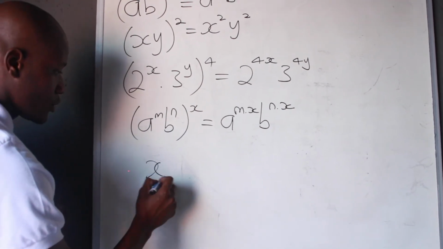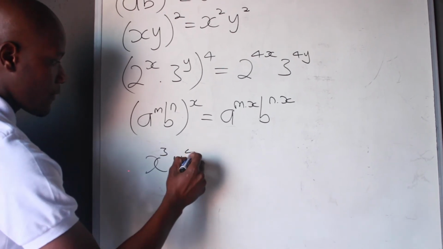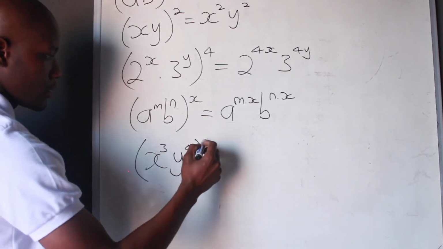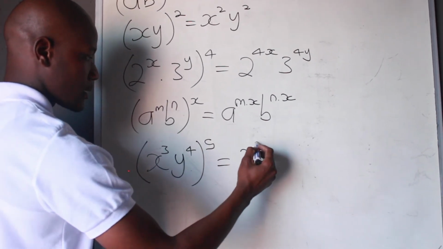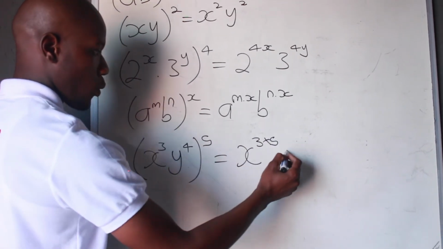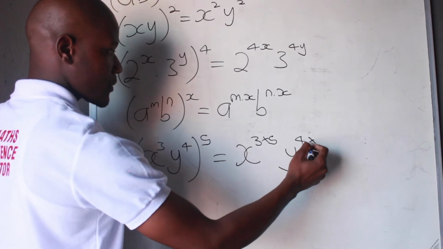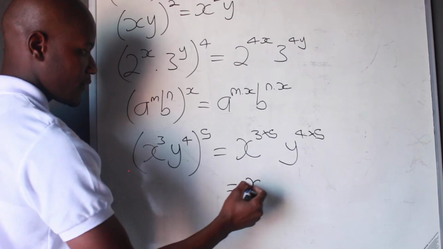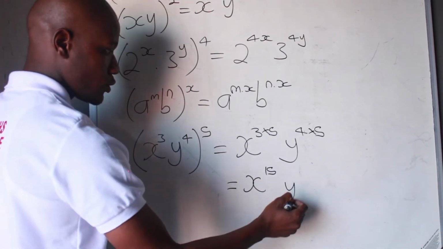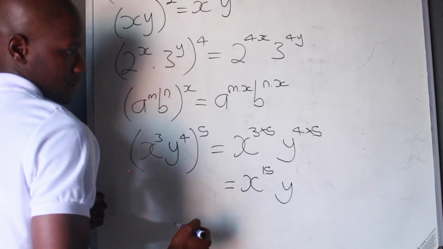So x to the power 3, y to the power 4, all raised to the power 5 is going to be x to the power 3 times 5, y to the power 4 times 5, which is x to the power 3 times 5 is 15. Y to the power 4 times 5 is 20.